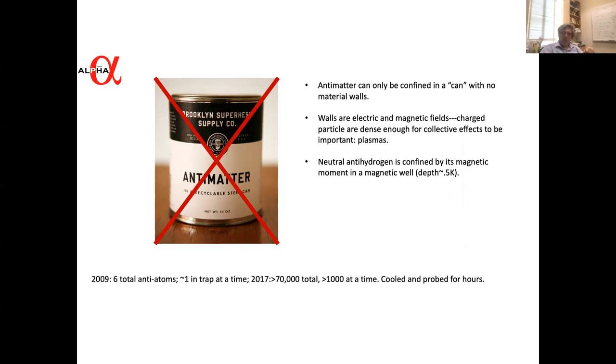Okay, neutral antihydrogen is confined by its magnetic moment and magnetic well. Technology limits the depth, in temperature units, to about 0.5 Kelvin, which is a very, very low energy system. When the antimatter hits the walls of our detector, we see it. We can see a single antihydrogen annihilate. So if we do something to antihydrogen that makes it, say, ionize, then we see the antimatter hit the wall.